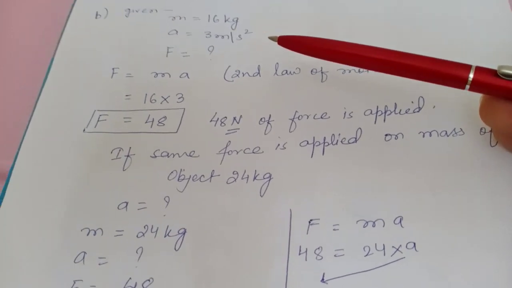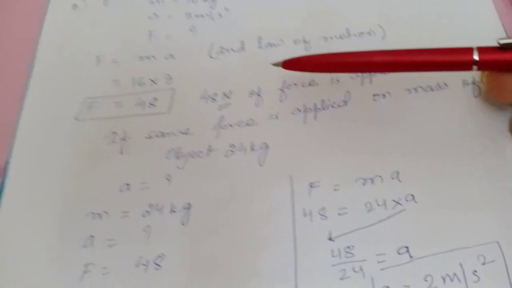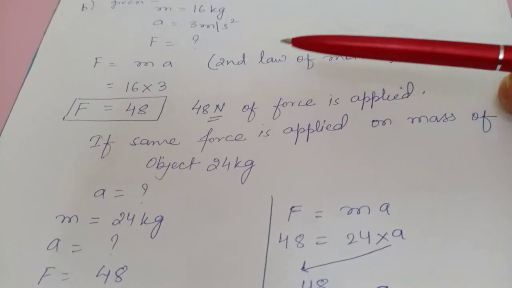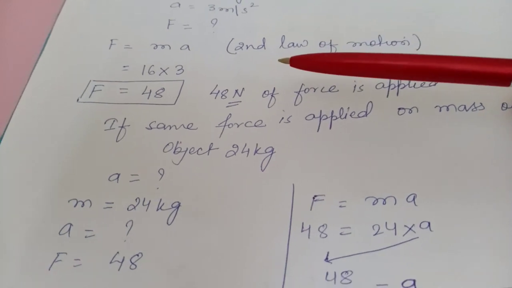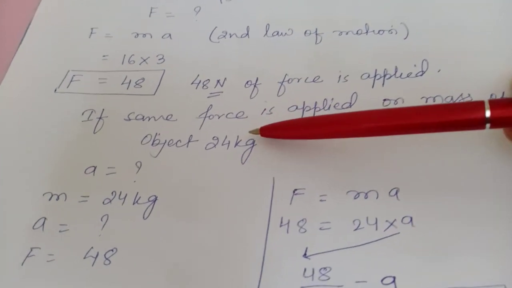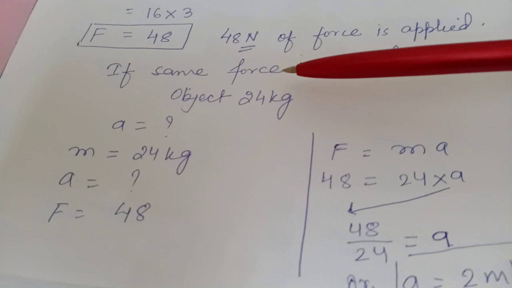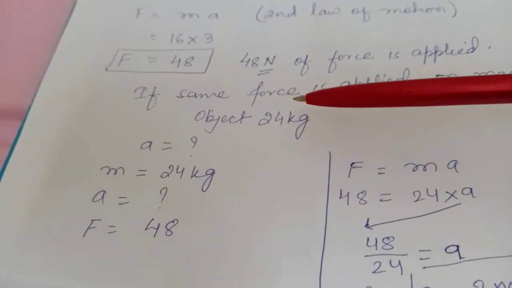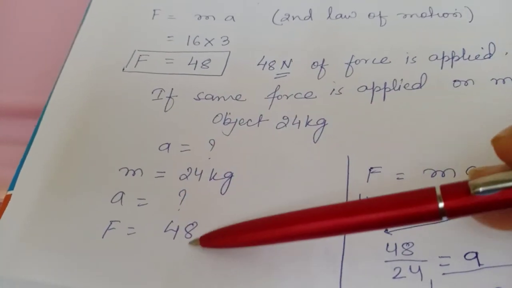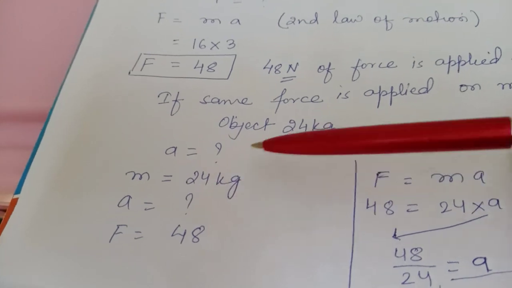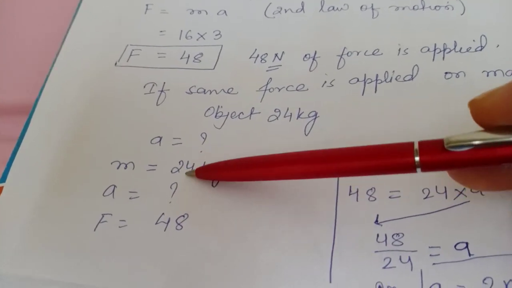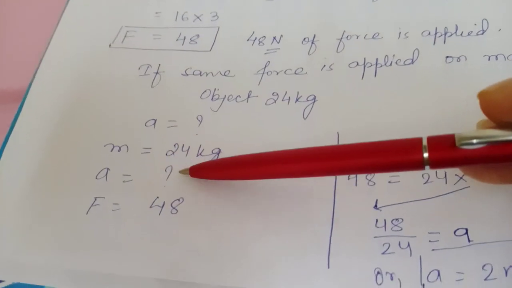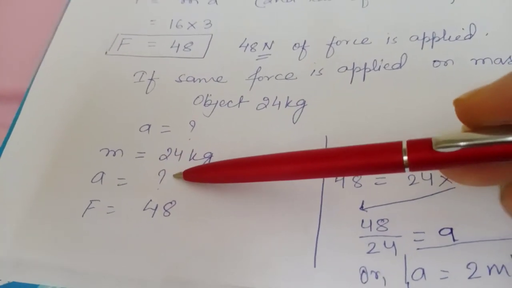So 48 Newton of force is applied to give the 16 kg of mass an acceleration of 3 meter per second square. Now in the same question, it is asking that for the same amount of force, if it is applied on 24 kg of mass, then what will be the acceleration. So the same force, that means you have to keep the force the same, 48. Mass is given as 24 kg and the acceleration for that object is asked. So m and F we know, and a you have to calculate.